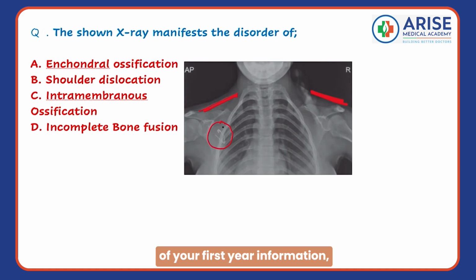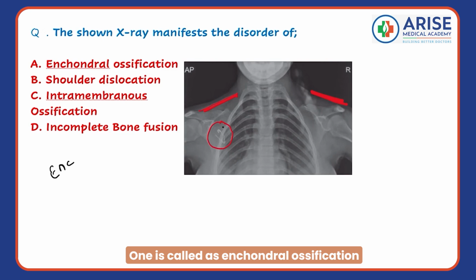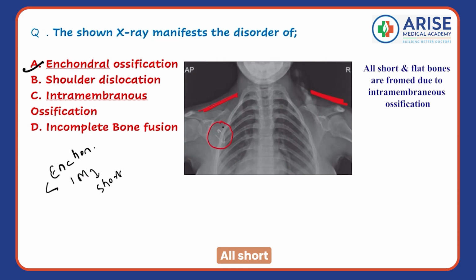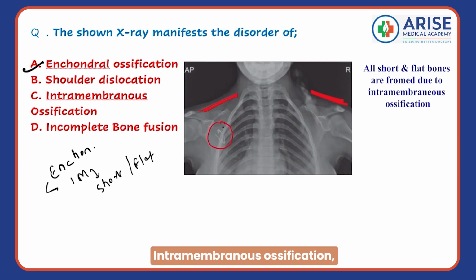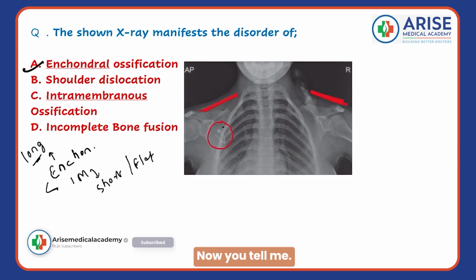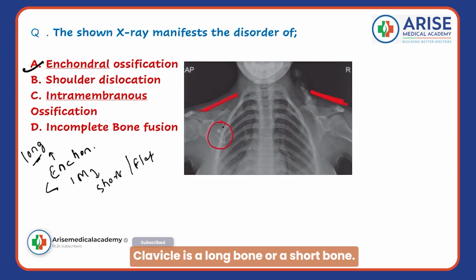Remember, on the basis of your first year information, there are two types of ossification. One is called endochondral ossification, and the second is intramembranous ossification. All short and flat bones are formed with the help of intramembranous ossification, but all long bones are formed by endochondral ossification. Now you tell me, is the clavicle a long bone or a short bone?